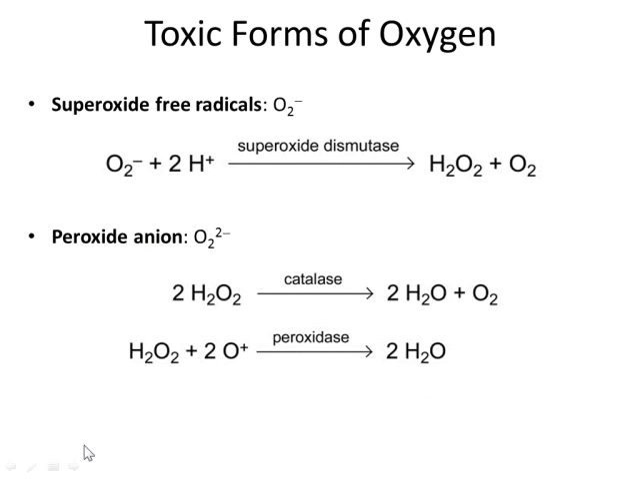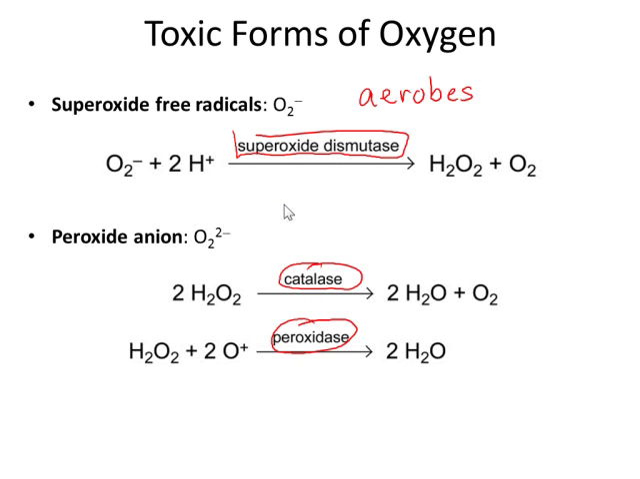Here's sort of a summary of what I was talking about here. Again, you don't need to learn the chemical reactions, but what I want you to understand is aerobes produce superoxide dismutase, produce catalase, produce peroxidase. All three of those are enzymes that detoxify oxidants.